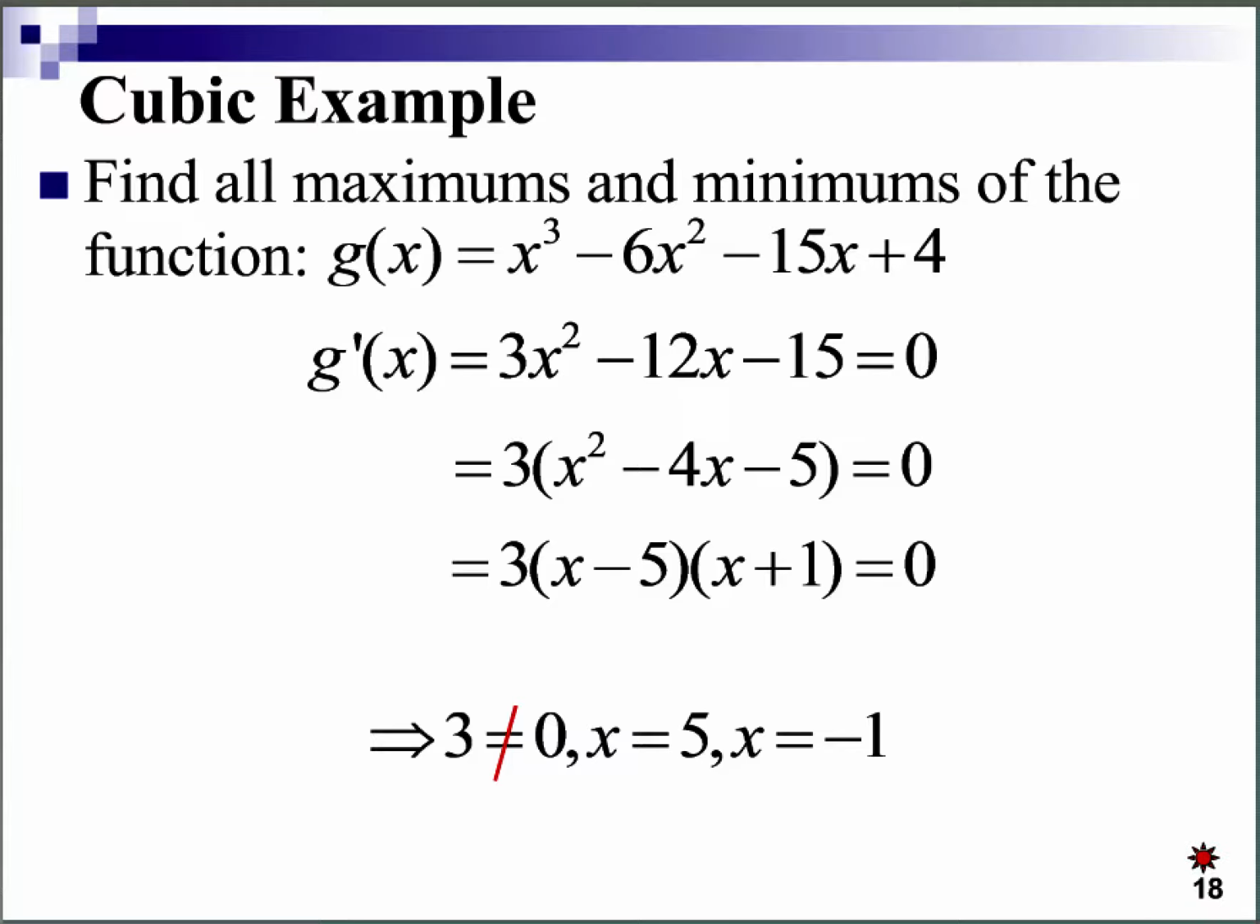So therefore, what we have here are 2 critical points. x is equal to 5 and x is equal to negative 1. Those are the only 2 points on the function g where you could have either a max or a min or potentially an inflection point. So we have to mark those off on the number line and then apply the first derivative test. So let's go ahead and do that next.